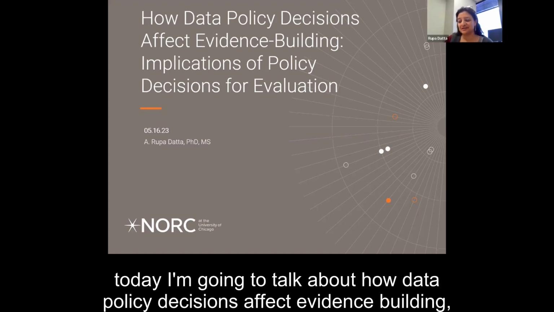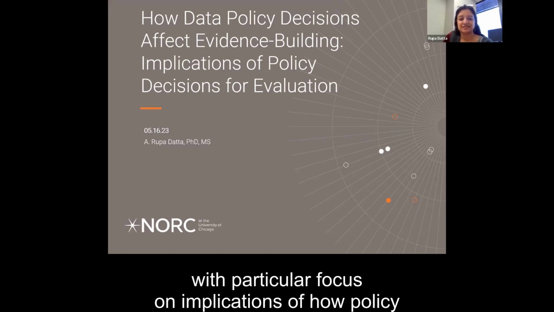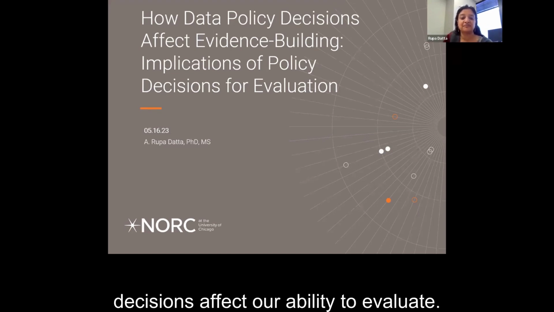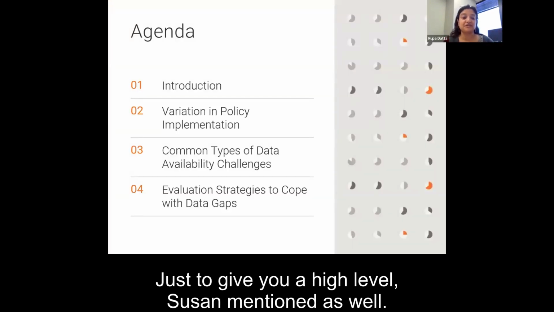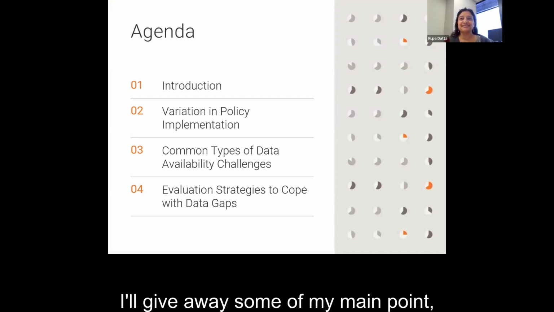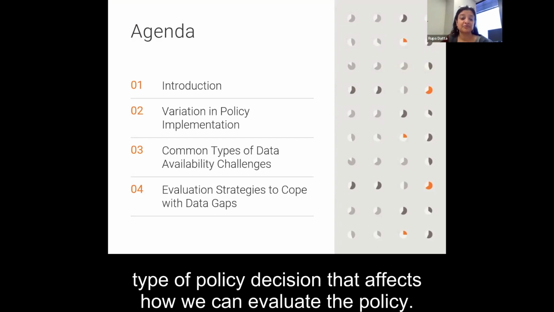I'm going to talk about how data policy decisions affect evidence building, with particular focus on implications of how policy decisions affect our ability to evaluate. Just to give you a high level, Susan mentioned as well, we'll do a little bit of introduction. I'll give away some of my main point, which is that variation in policy implementation can be a major type of policy decision that affects how we can evaluate the policy.